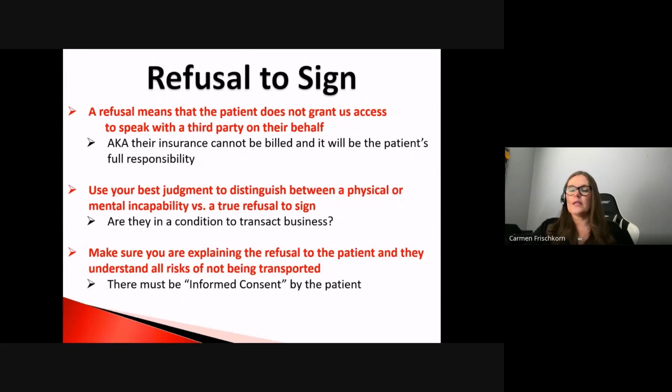The other thing to keep in mind is, is it a true refusal? Is somebody truly alert and oriented and could sign on their own accord? Or are they under the influence, on drugs or alcohol, or being combative, and maybe they shouldn't even be asked to transact business at that time? So maybe putting that physical or mental incapability is probably better than saying it's a true refusal, if that makes sense.